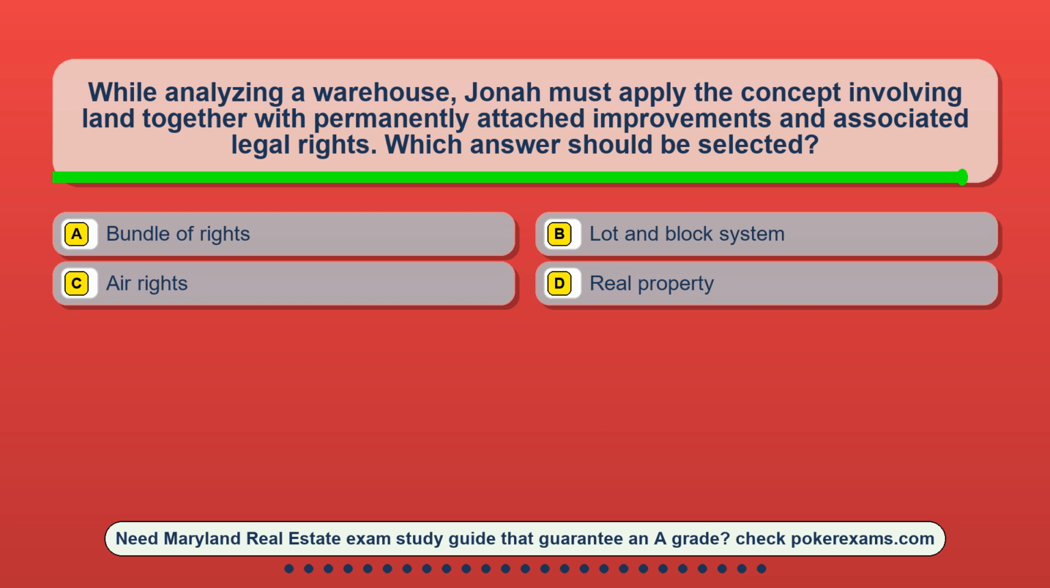Question 23. While analyzing a warehouse, Jonah must apply the concept involving land together with permanently attached improvements and associated legal rights. Which answer should be selected? Option A, bundle of rights. Option B, lot and block system. Option C, air rights. Option D, real property.